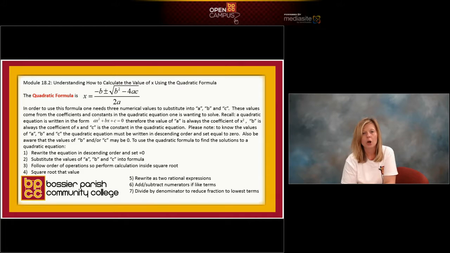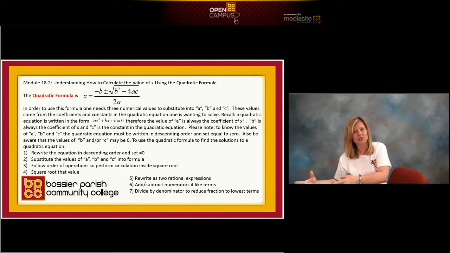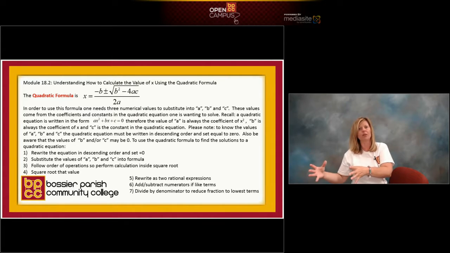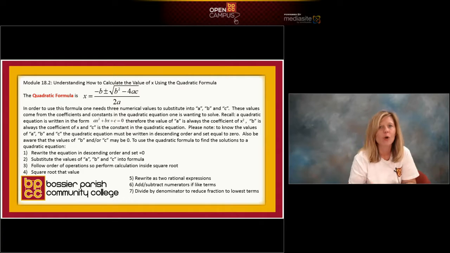If you look, why we waited till the end of the semester to do this formula is it encompasses everything you've learned. It deals with exponents, it deals with order of operations, it deals with square rooting, and it deals with fractions. So that's why we had to wait all the way now to the end to work with this formula. It is not a hard formula to work with.